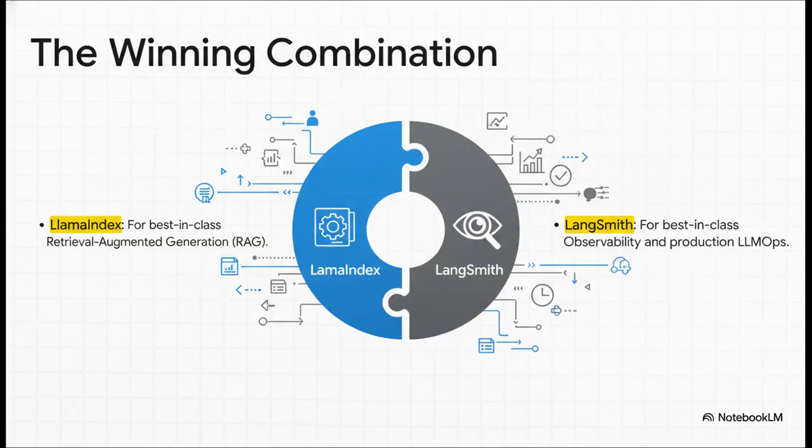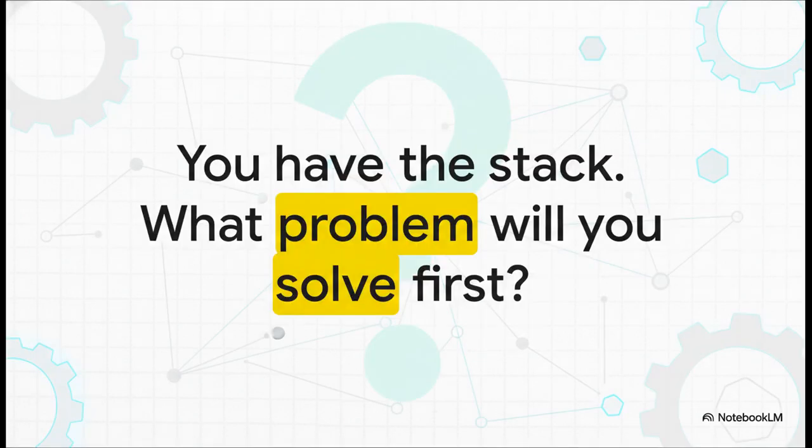And this is the winning combination we've been exploring. It's simple. You use Llama Index for what it does best, building powerful, state-of-the-art RAG systems on your data. And you use Langsmith for what it does best, providing unparalleled observability and management for those systems once they're running in production. So there you have it, the blueprint for the modern LLM stack. A powerful builder and a vigilant observer working together. The only question left is, with tools this good, what incredible problem are you going to solve first?